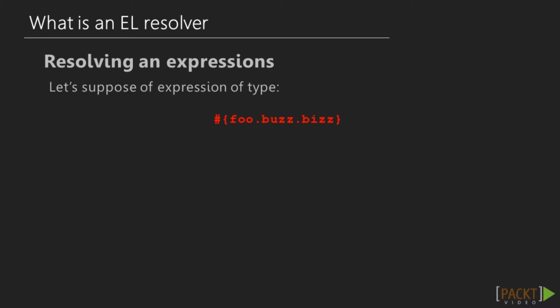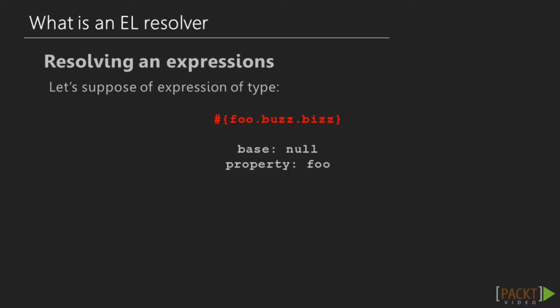Notice that the EL resolvers will resolve the expression by respecting the javax.el API, which provides classes for resolving several common types, such as arrays, beans, maps, and lists. Also, notice that this API is not related to JavaServer Faces. So the expression will be evaluated from left to right.